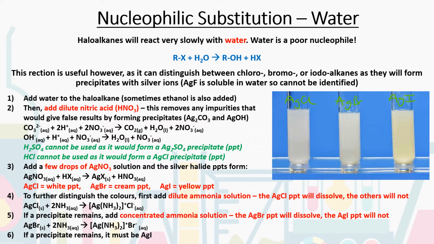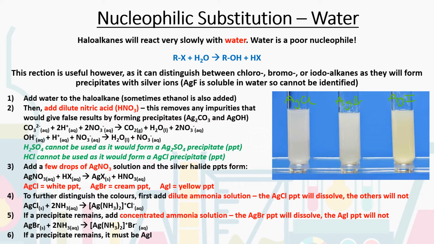If a precipitate remains, we can then add concentrated ammonia solution. Concentrated ammonia solution will dissolve the silver bromide precipitate, but it won't dissolve the silver iodide precipitate. It can't dissolve that silver iodide. The key reaction here is AgBr plus NH3 going to this diamine silver complex ion again. And therefore we know that if a precipitate remains, it must be the silver iodide.